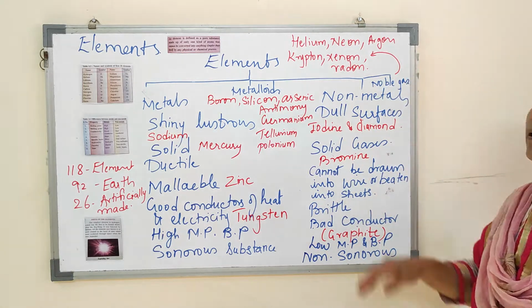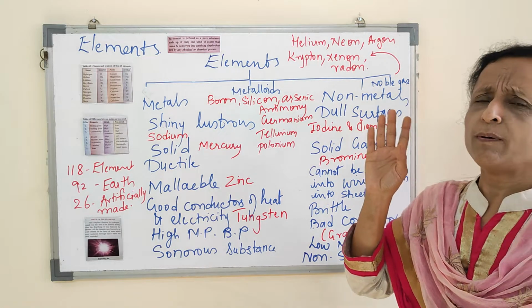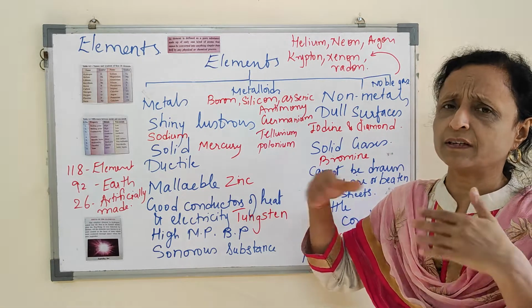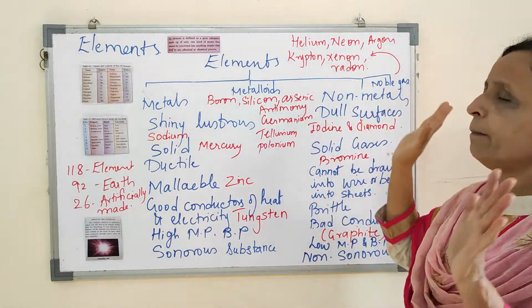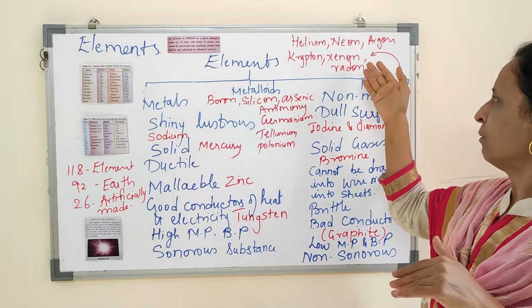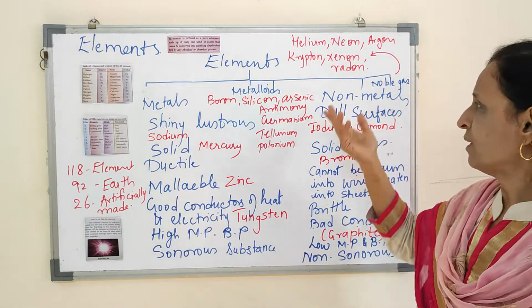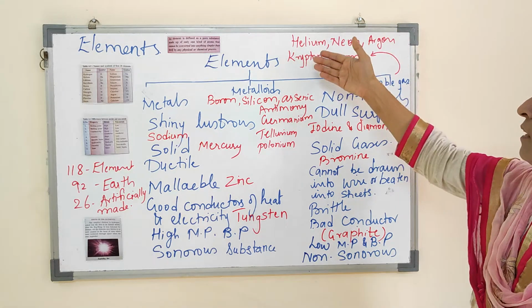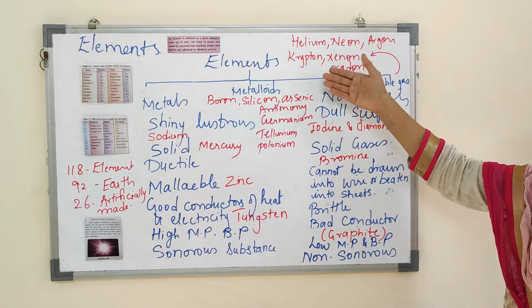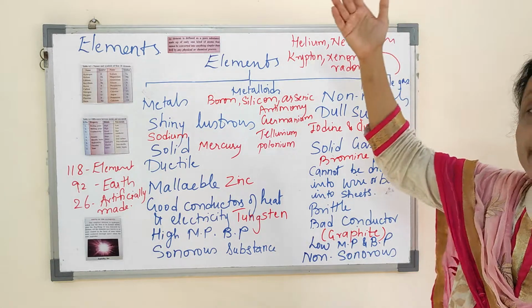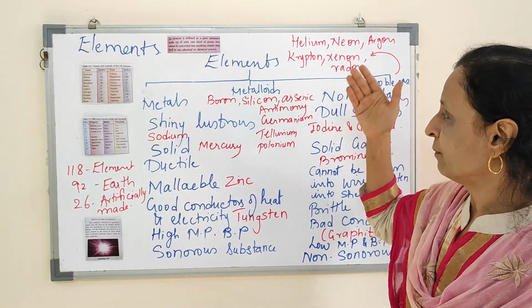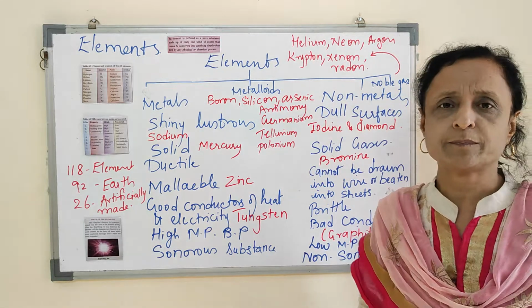And then noble gases. Why are they noble gases? Because they won't react with any other substances. They won't react with anyone. They'll be noble. So since they don't react, they are known as noble gases. These are the examples of noble gases: helium, neon, argon, krypton, xenon, radon. Metalloids: boron, silicon, arsenic, antimony, germanium, tellurium, polonium.